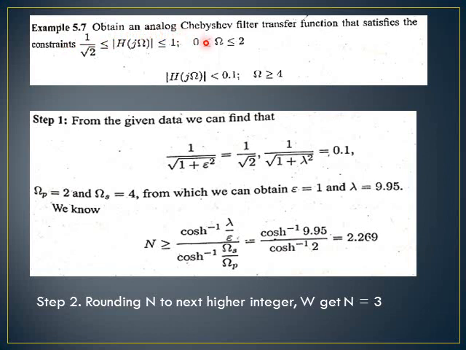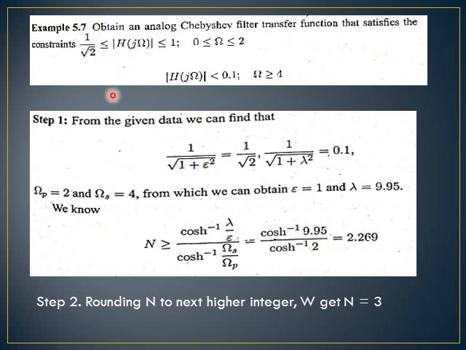A new problem here: obtain an analog Chebyshev filter transfer function that satisfies the constraints. So this is a statement which we have seen in Butterworth filter. When you get this kind of statement, this value will be representing your alpha p, and this will be representing your omega p, and this will represent your alpha s, and this will represent your omega s. But alpha p is what? 1 by square root of 1 plus zeta square.